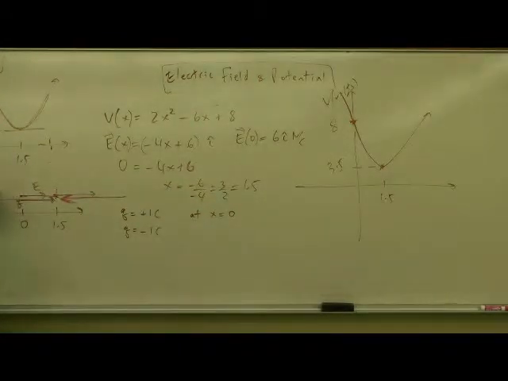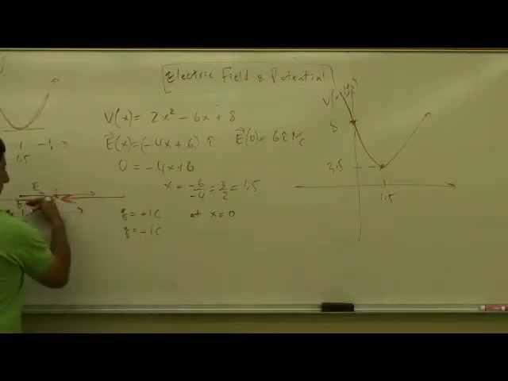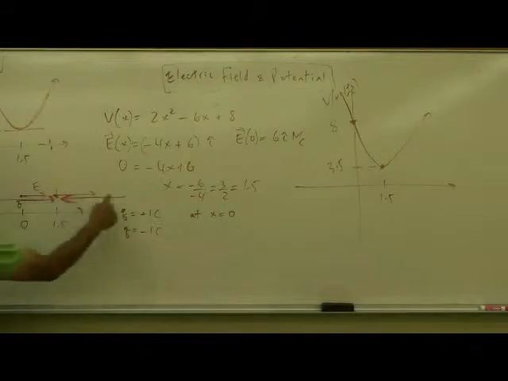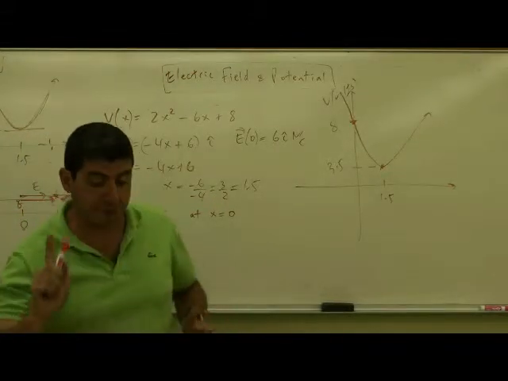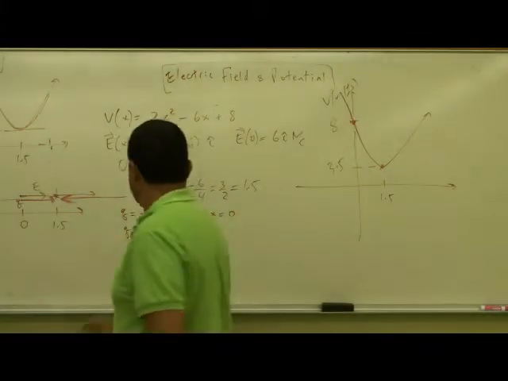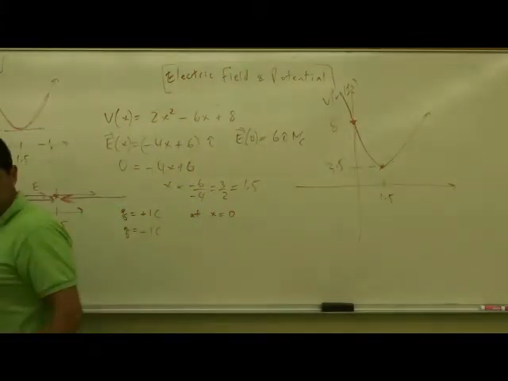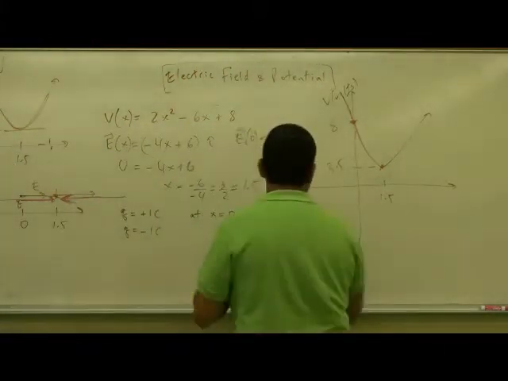If I place positive charge there, it gets pushed that way. Then it goes beyond it, and then the electrical field pushes this way. Then it oscillates back and forth. You see? Now, what happens if I put a negative charge? If I put a negative charge, what does the potential energy function look like?